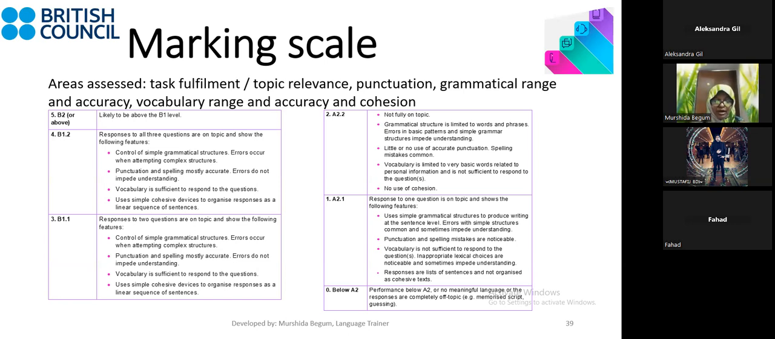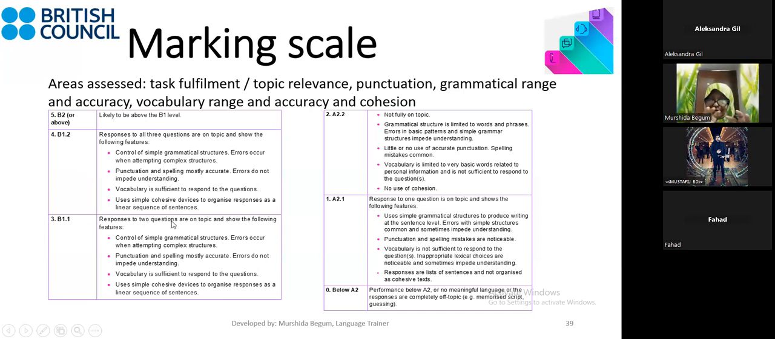For B1.1, what's the slight difference? The slight difference is that here there are responses to 3 questions, but over here responses to 2 questions. And they show almost the same grammatical features as the top one. B1.2 is for 3 questions, B1.1 is for 2 questions.